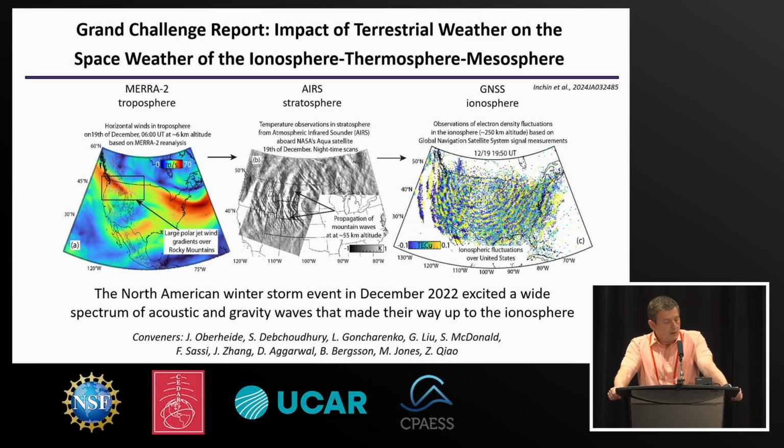The color map you see on the left shows surface wind speeds, very high. The surface winds blew over mountains and other things and triggered a whole spectrum of both acoustic and gravity waves. That's what you see in the center panel. These are satellite-borne measurements, essentially in the stratosphere, from the AIRS instrument. And then finally, the manifestation in the ionosphere is on the right, from GNSS observations.